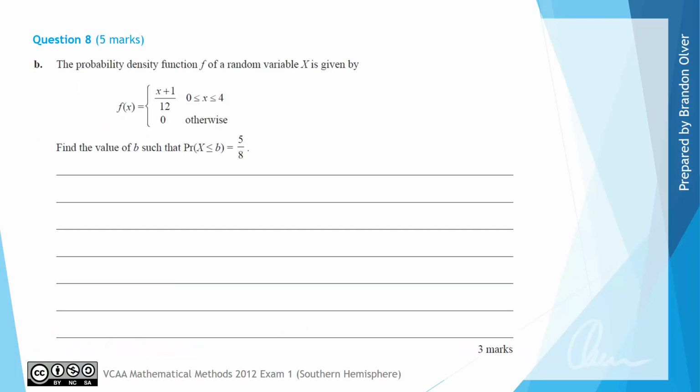For part B, we have the probability density function f of a random variable x is given by f of x equals the linear equation x plus 1 over 12 between 0 and 4, and that it is 0 otherwise. And we are asked to find the value of b such that the probability that x is less than b is equal to 5 on 8. So unless it's ridiculous to do so, it's often useful to draw a graph of the probability distribution function. So if we sub 0 into our rule, we get 0 plus 1 is 1 over 12.